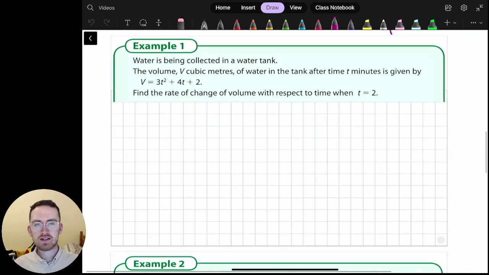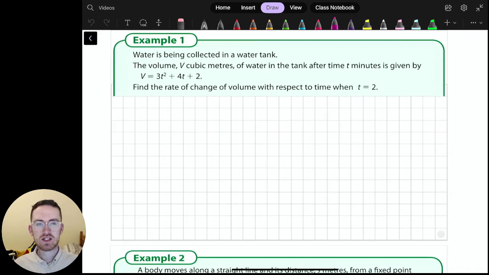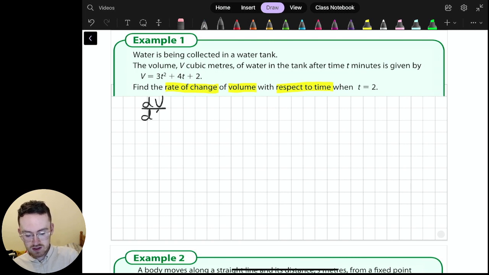Water is being collected in a water tank. The volume of water in the tank after a particular time is given by this formula. Find the rate of change of volume with respect to time. So let's have a look at that. Keywords here: rate of change of volume with respect to time. What that means is we're looking for how the volume changes with respect to time. The rate of change of volume is your first variable, your dV. With respect to time, that's the dt.